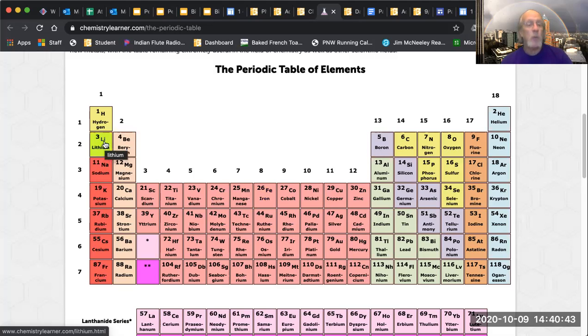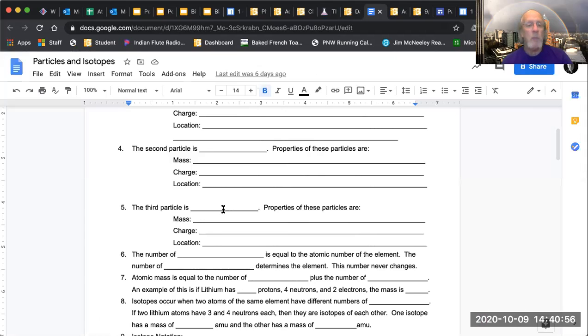If it has 3 protons, it is lithium. It can't be anything else. The number of neutrons and the number of electrons can change, but not the number of protons. So let me go back over to our main sheet here.